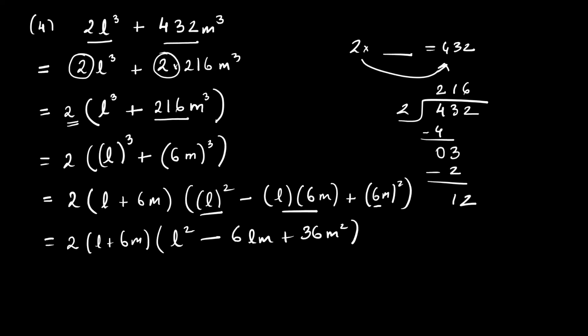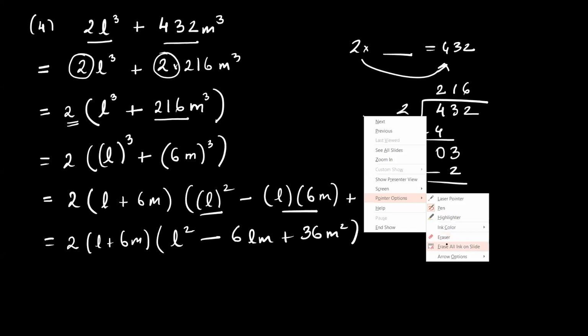Okay, I hope the new thing that we learned here was this taking 2 common. Sometimes if both numbers are not cubes, try to take something common, and it will become cubes. Okay, so let's pick the 5th sum. Here also we'll practice that taking common.